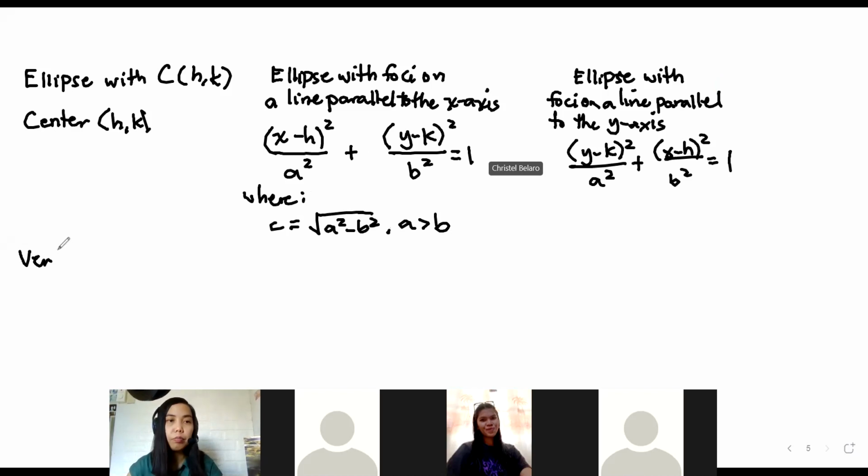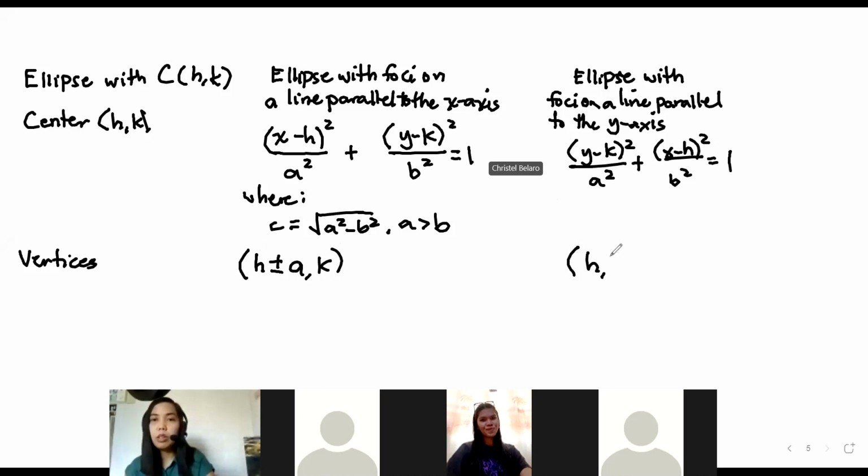And the vertices, sa vertices, ang major axis natin nasa x. So therefore, di ba ang vertices class, HK na. So H, positive, negative A, sorry. So we'll have H plus or minus A, K, kasi nasa x-axis ang major axis. Kapag naman ang major axis nasa y, we will have H, K plus or minus A. Diba ang A, laging sa A ito.